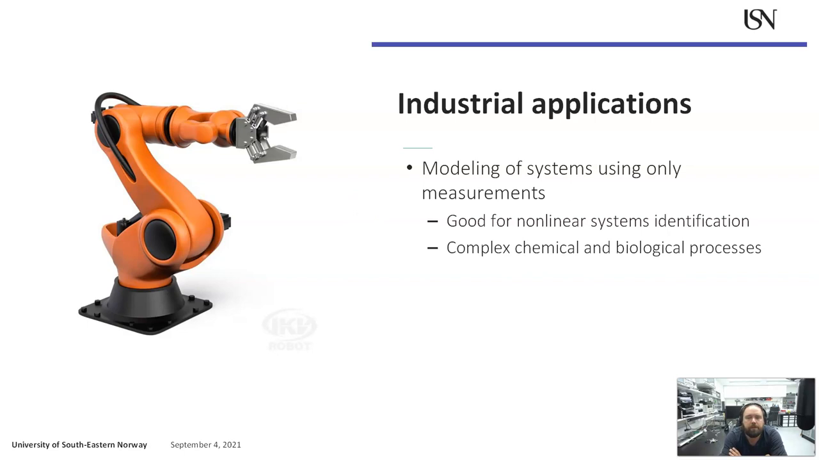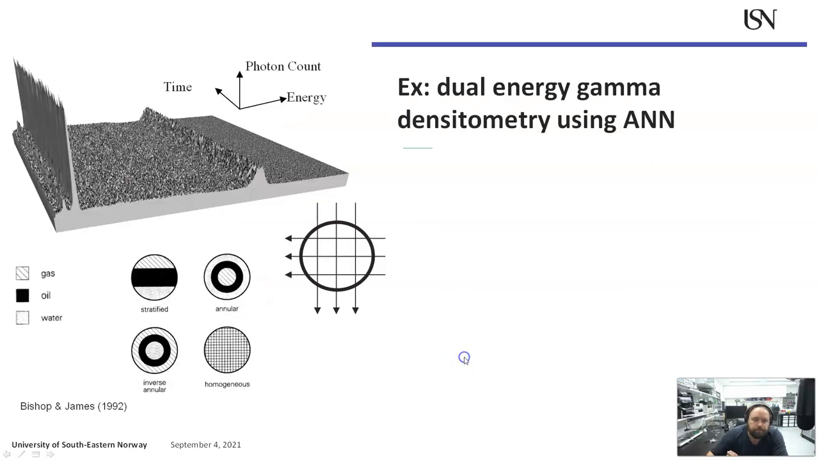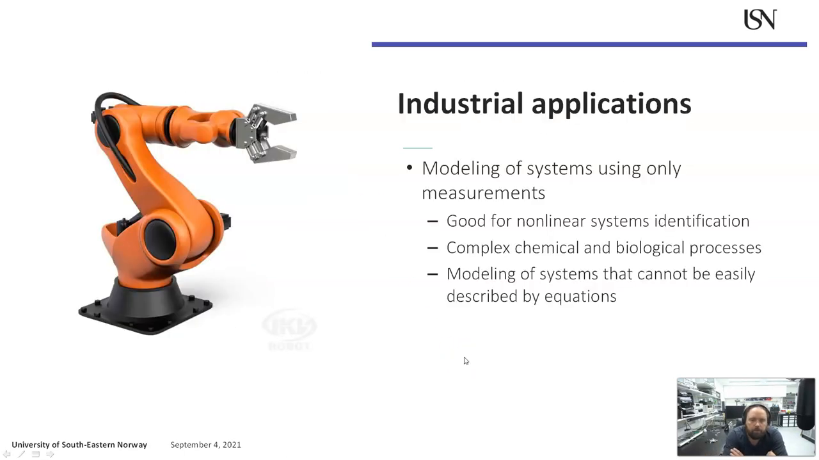Very complex chemical and biological processes are also one common application for machine learning. And in general, modeling of systems that cannot be very easily described by mechanistic equations. So one example of such systems, which is instructive, is systems for what we call predictive maintenance.